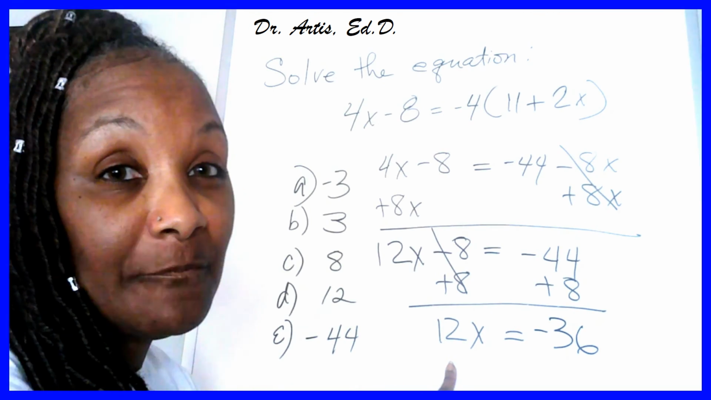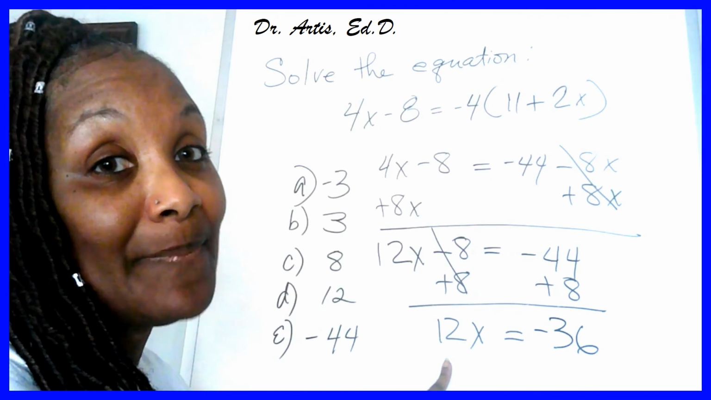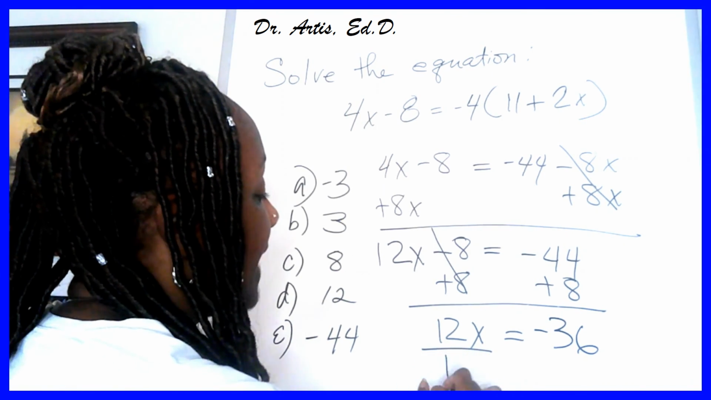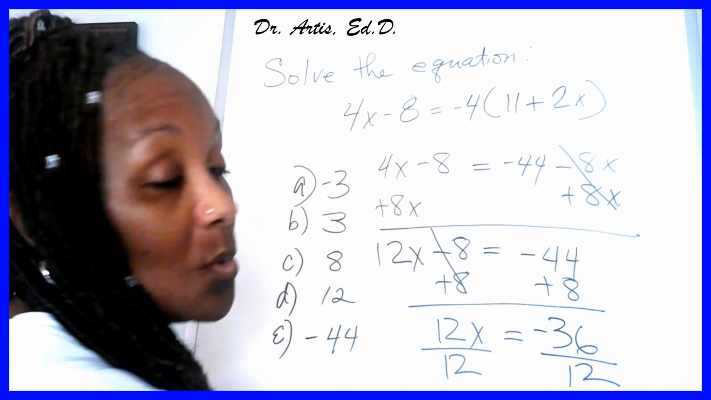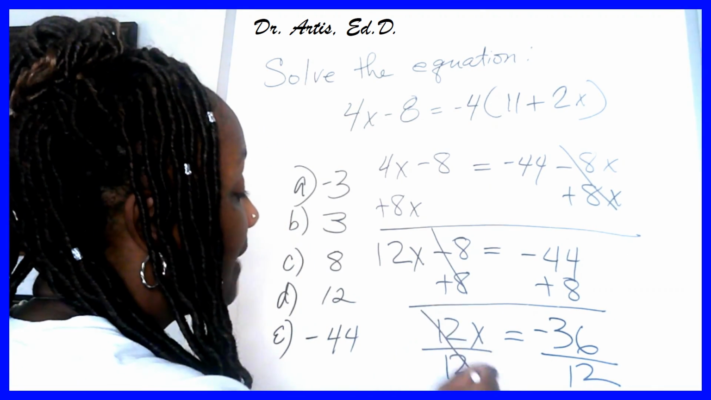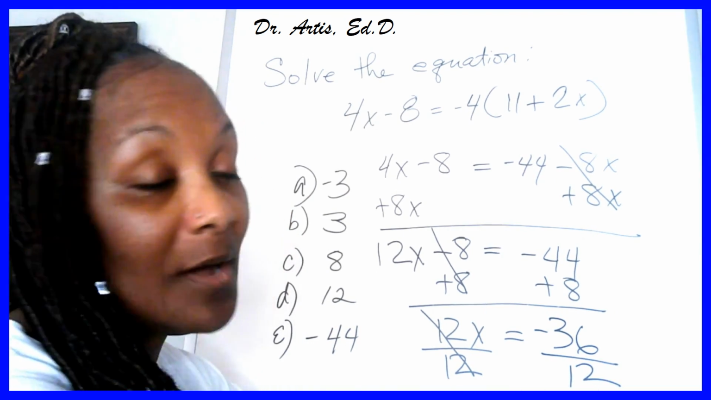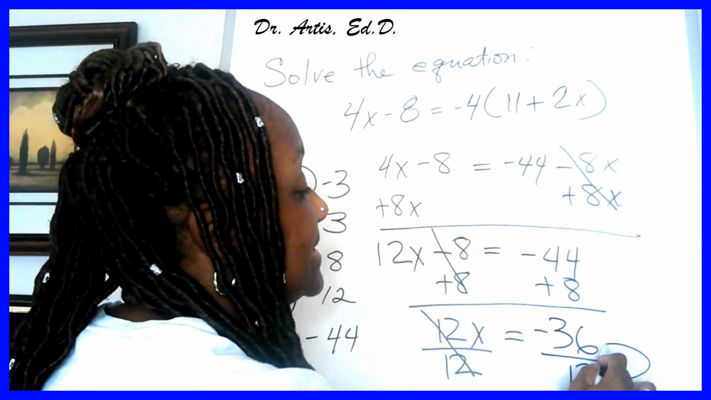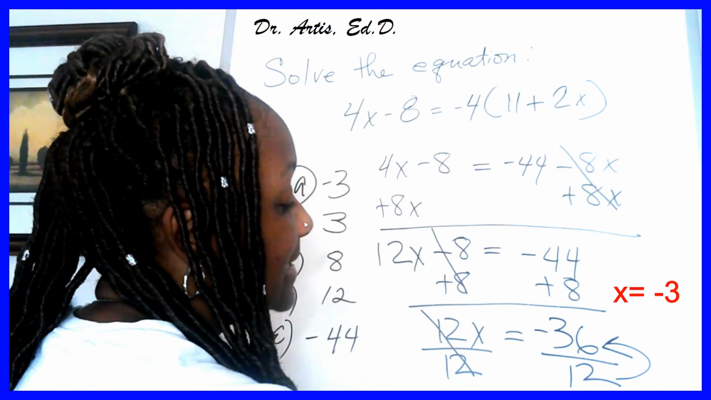So the opposite of multiplication is division. So we're going to get rid of the x by dividing. We're going to divide 12 here as well as 12 here. That's going to allow us to cancel out the 12s here, leaving us with x equals, and then 12 goes into a negative 36, and that's going to leave us with a negative 3.